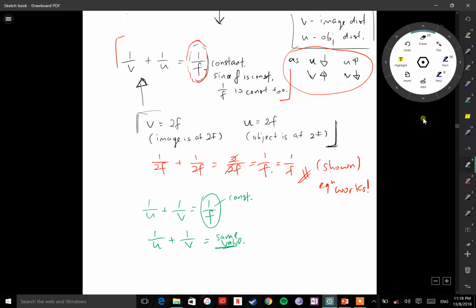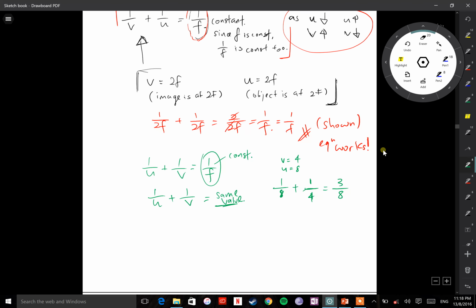Now if this was the case, then let's say for example 1 over 3 plus 1 over 4. Okay, maybe this number is a bit bad, let's use 1 over 8 instead. So if my v equals 4 and my u equals 8, then we have 1 over u as 1 over 8 and 1 over v as 1 over 4, and you know that this will give you 3 over 8.